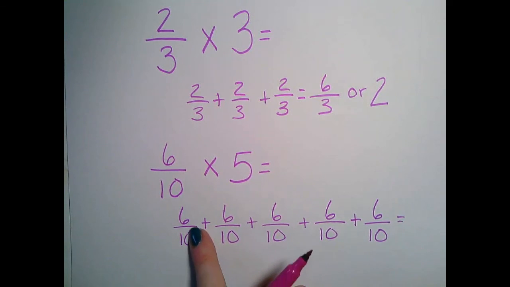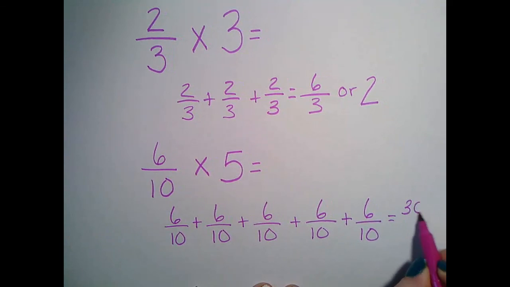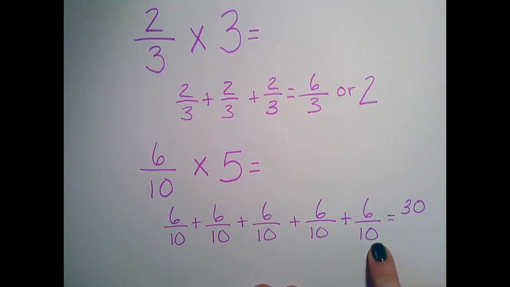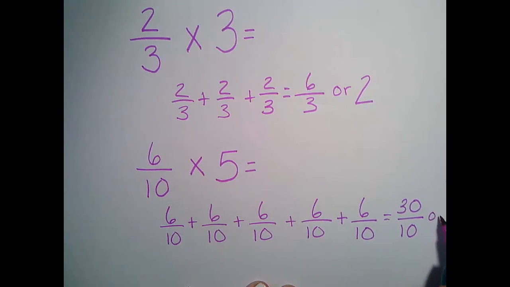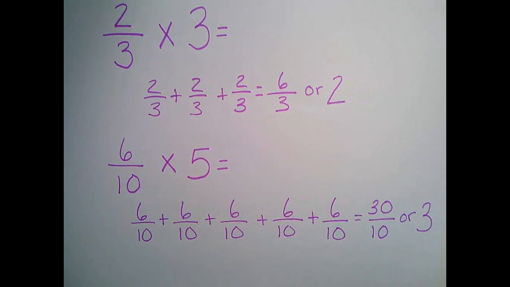So we have all of our 6's that we add together. That would give us 30. And then our denominators stay the same. That would give us 10. So we would have 30/10 or 3. Great job. Now try some on your own.